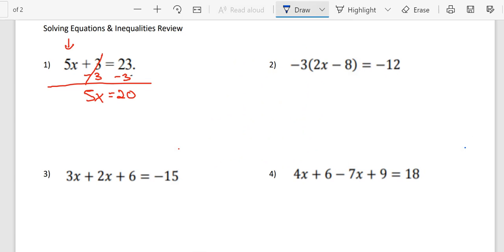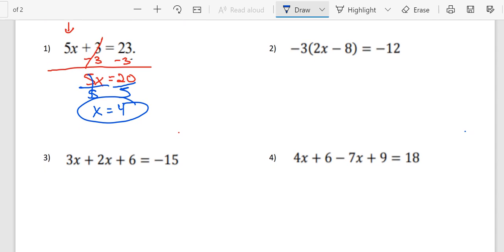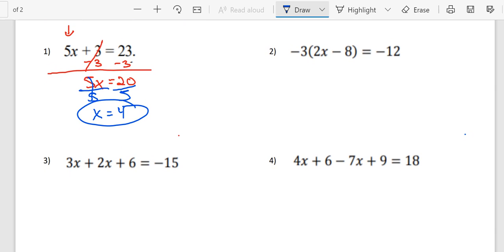Then the next thing I want to do is I don't want 5x, I want x. So in order to get x, or 1x, we want to divide by the 5. This is multiplication. We do the opposite, which is to divide. Again, we always do inverse operations. So we end up with x is 4. Hopefully that was pretty straightforward for number one. Again, that's pretty much as easy as it'll get when it comes to solving our equations.